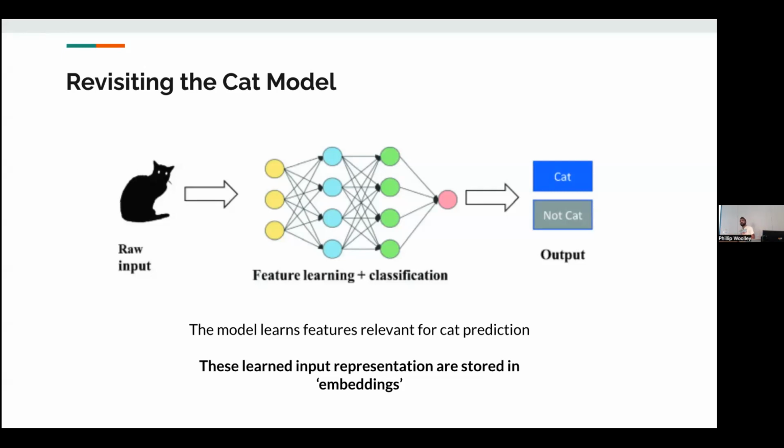It might learn features like whether the object in the image has whiskers, whether it has pointed ears, whether it has a tail, what the paws look like. That's what the model is learning. And these learned representations are stored in the model as vectors, which are called embeddings. So if a model learned 10 different features from your input data set, then that model would have a 10-dimensional embedding. And those embeddings are stored as vectors.